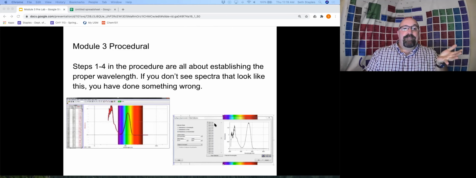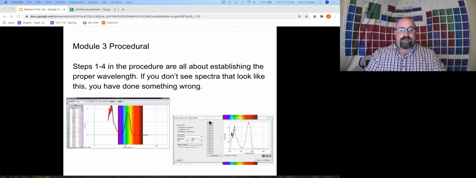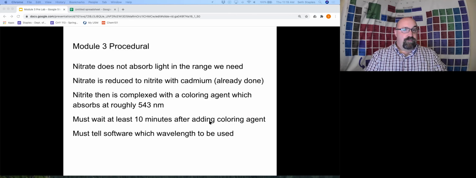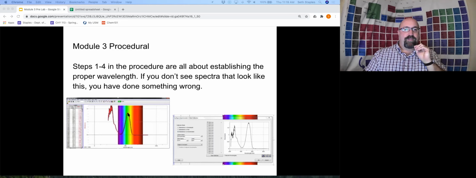That might happen. You might see, for instance, when you're looking at this spectra in this part of the procedure, that this part of the peak might actually be higher over here, and the software might choose that because it's a higher peak. But you don't want that one. You want to make sure you're choosing something that's right around that 543 range. So make sure that you're choosing something around there.